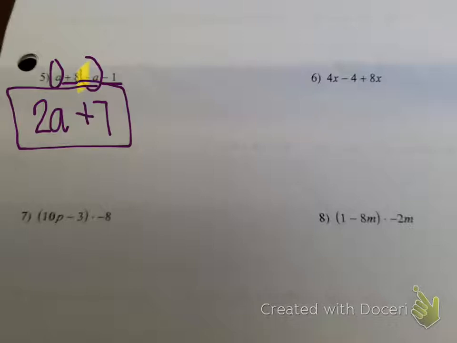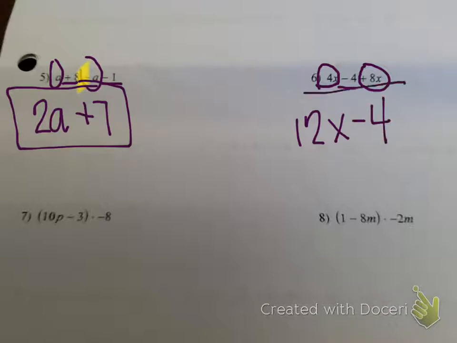On the next one, we can combine 4x plus 8x. That gives us 12x. And minus 4 can't be combined with anything. So 12x minus 4 is our answer.